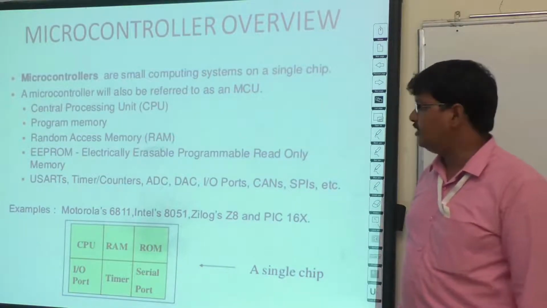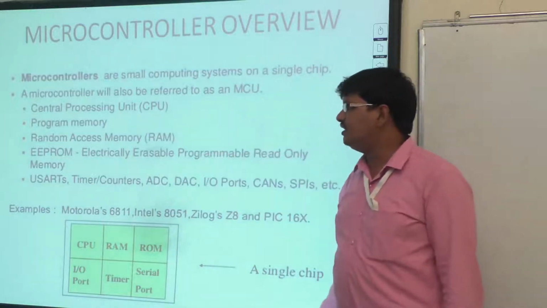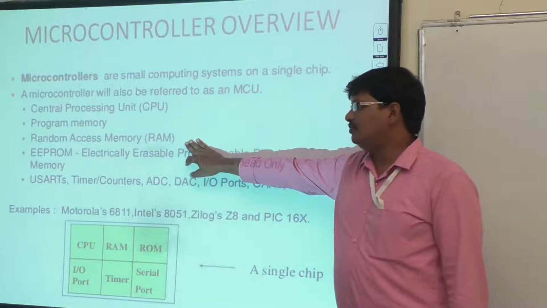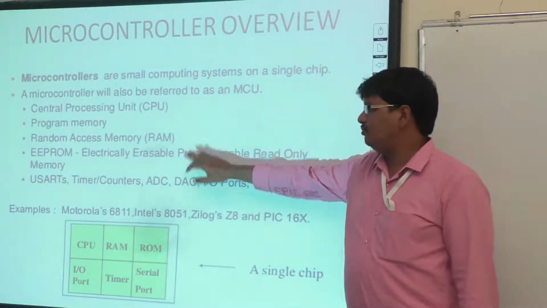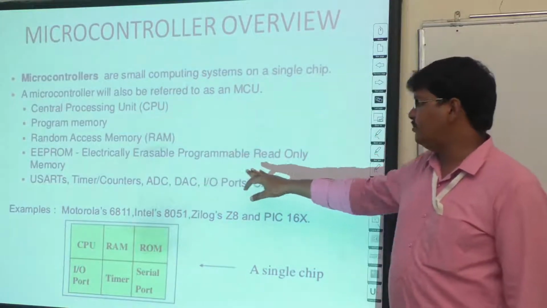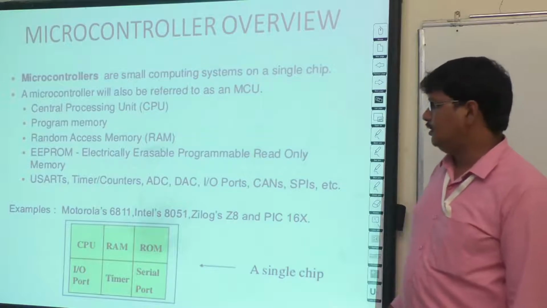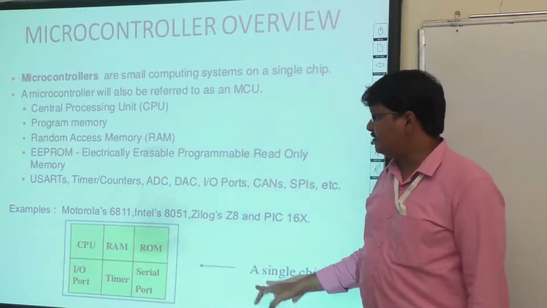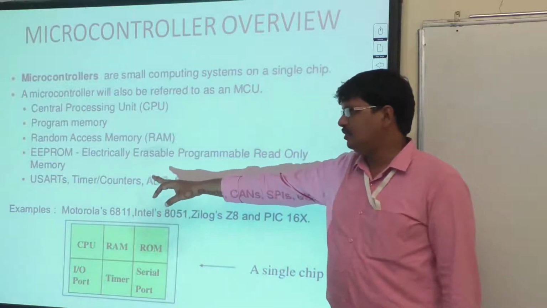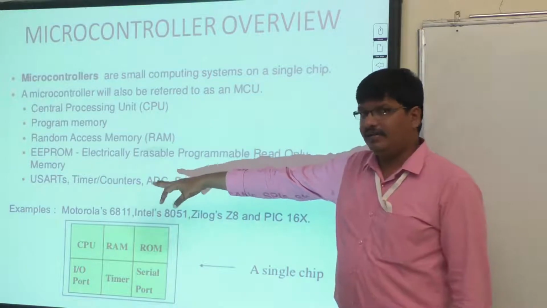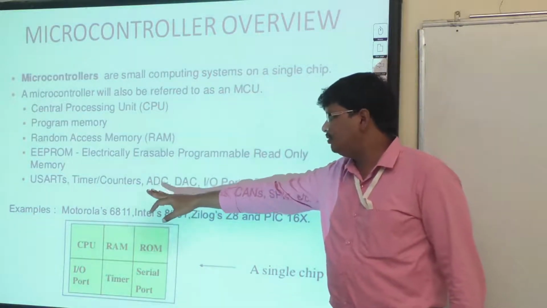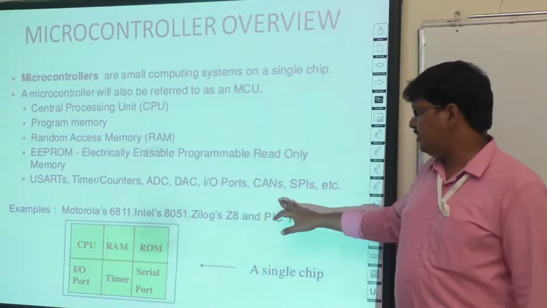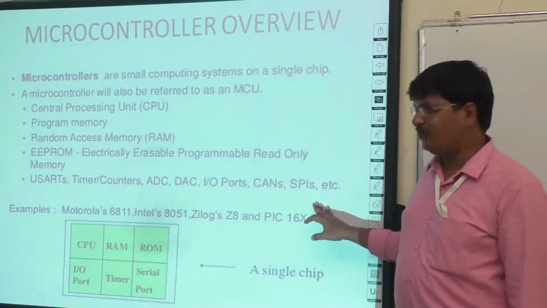Generally, a microcontroller unit consists of CPU, which is the central processing unit, program memory, which is ROM, then RAM, that is random access memory, which is called data memory. Apart from that, it also consists of electrically erasable programmable read-only memory, that is EEPROM. Apart from that, there are other modules placed on a single chip, which are USART, Universal Synchronous Receiver Transmitter, timer and counter unit, analog to digital converter, digital to analog converter, input output ports, CAN, that is controller area network, SPI, that is serial peripheral interface, etc.